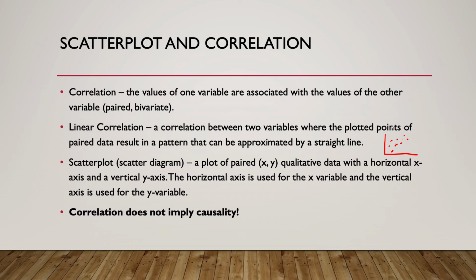A scatter plot like the one that I just drew here, or scatter diagram, is a plot of paired x, y quantitative data with a horizontal x-axis and a vertical y-axis. The horizontal axis is used for the x variable and the vertical axis as the y variable.